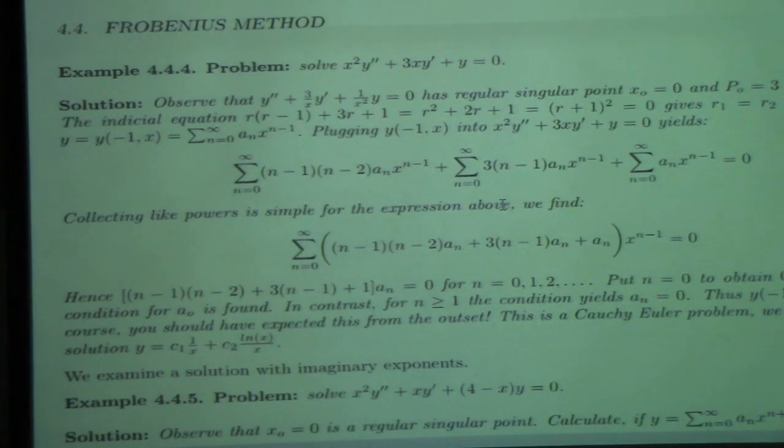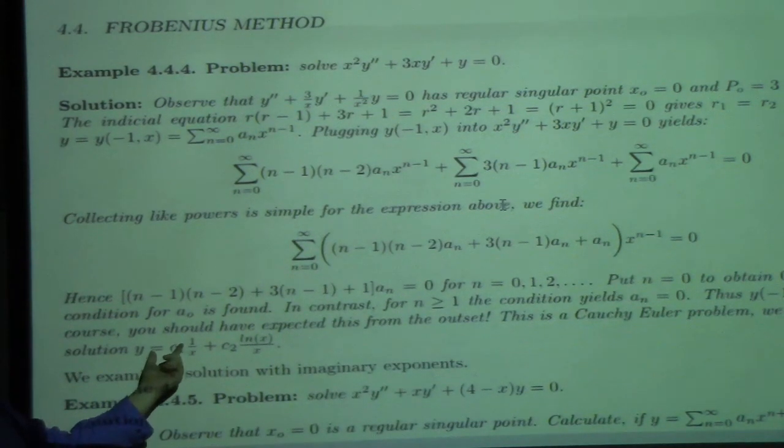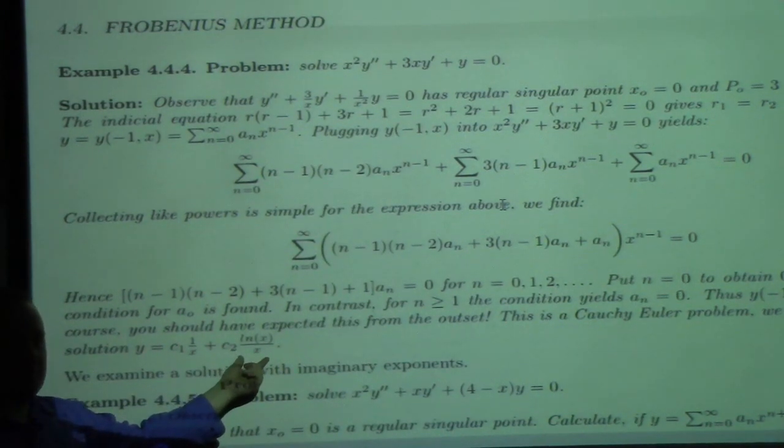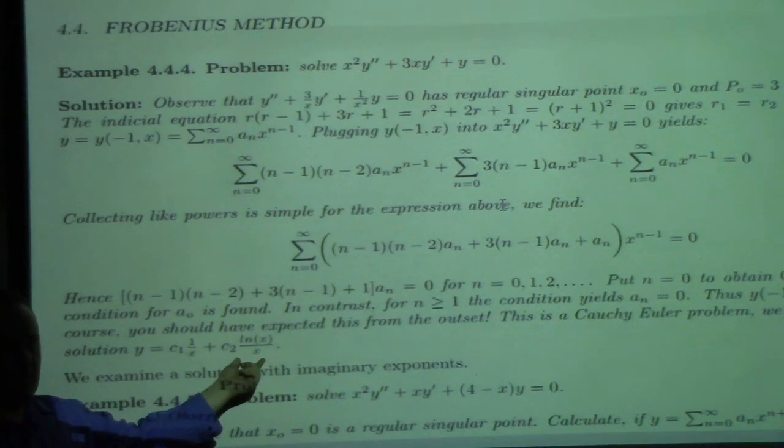But you may recall we studied the Cauchy-Euler problem before. This is a Cauchy-Euler problem with repeated roots. So we know, not surprisingly, that the solution is c1 times 1 over x. That's the Frobenius solution we found. And then we know from our previous work that the next one is log x over x. We multiply the first solution by log x to get the second in the case of a repeated root for the Cauchy-Euler problem.